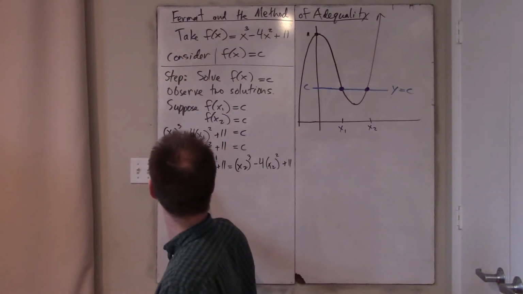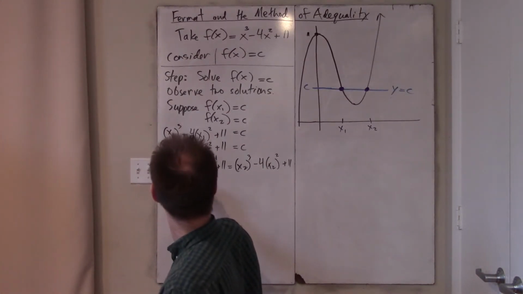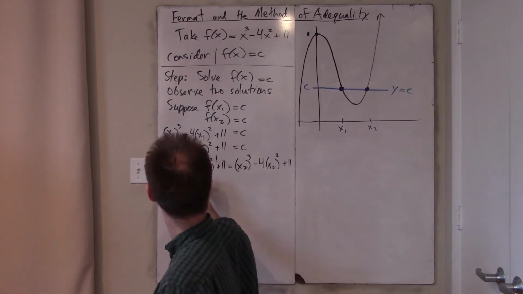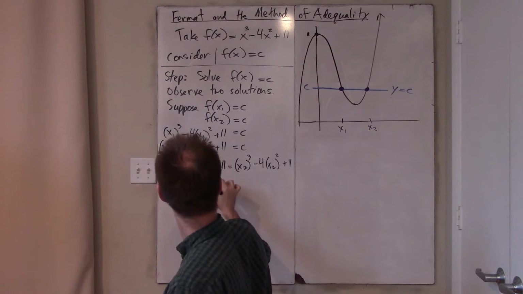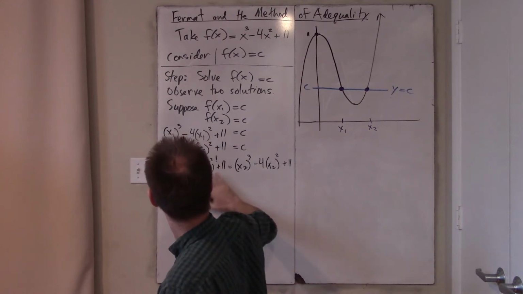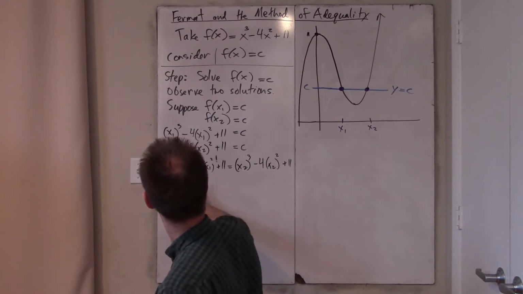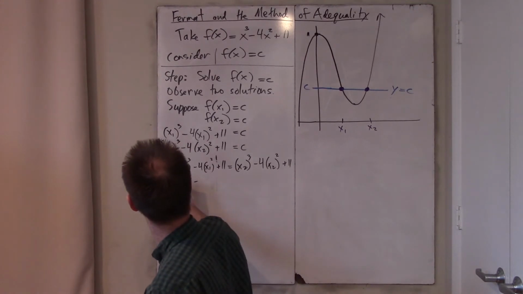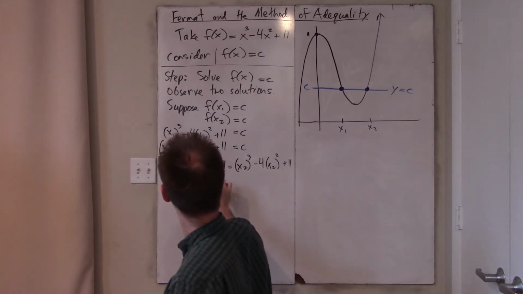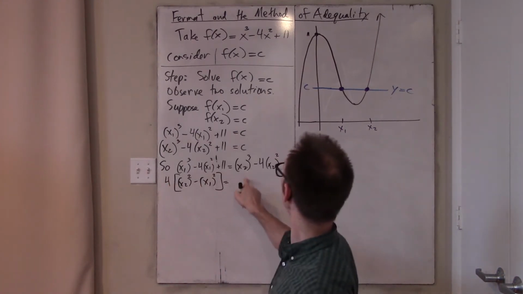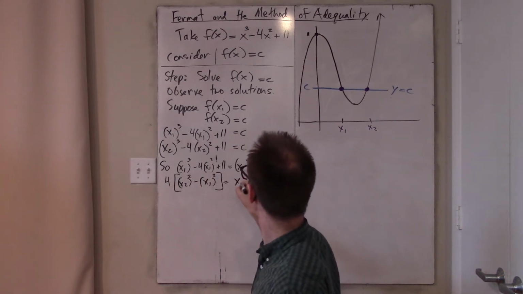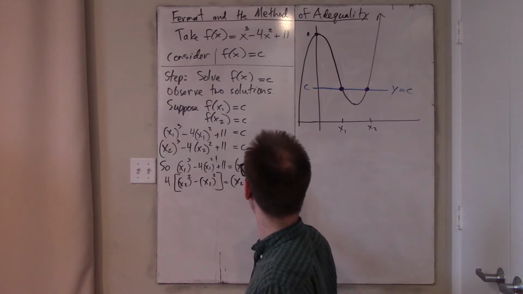So this gives me 4x2 squared minus 4x1 squared. Well, I guess this is a sophisticated audience, right? So I can maybe take a couple of steps at once here. And then here I get x2 cubed minus x1 cubed.